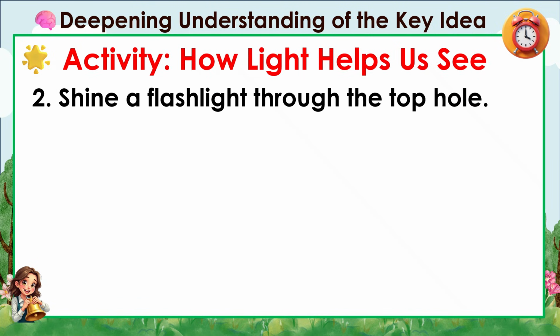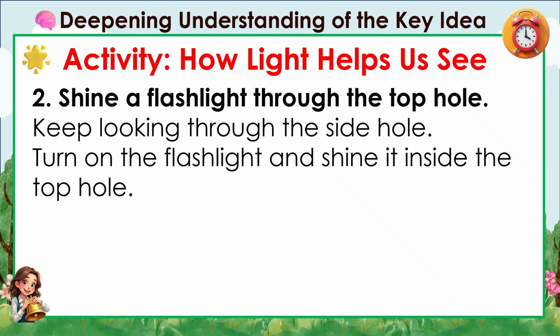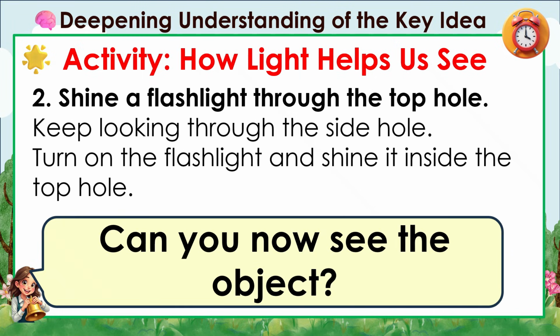Okay, 2. Shine a flashlight through the top hole. Now, the top hole will be uncovered and shine a flashlight through it. So still, keep looking through the side hole. Turn on the flashlight and shine it inside the top hole. Can you see now the object?